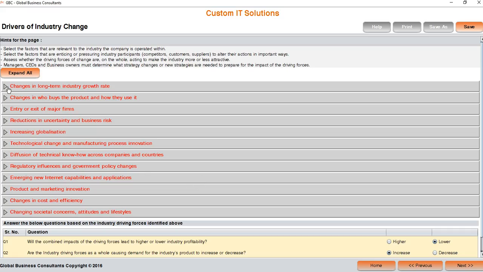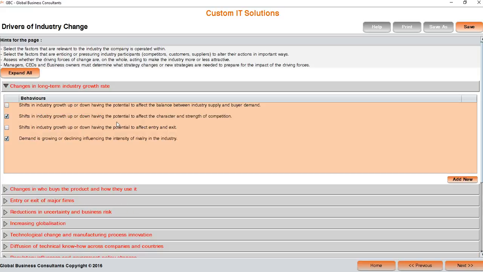To get started, click on changes in long-term industry growth. To save time, I've already been through the exercise and I've selected factors that are relevant to my company, Custom IT Solutions. In terms of changes in long-term industry growth, the first relevant factor is shifts in industry growth up or down, having the potential to affect character and strength of the competition. As the industry has been shrinking because of economic uncertainty and the GFC, we've seen that the character and strength of the competition have been increasing.